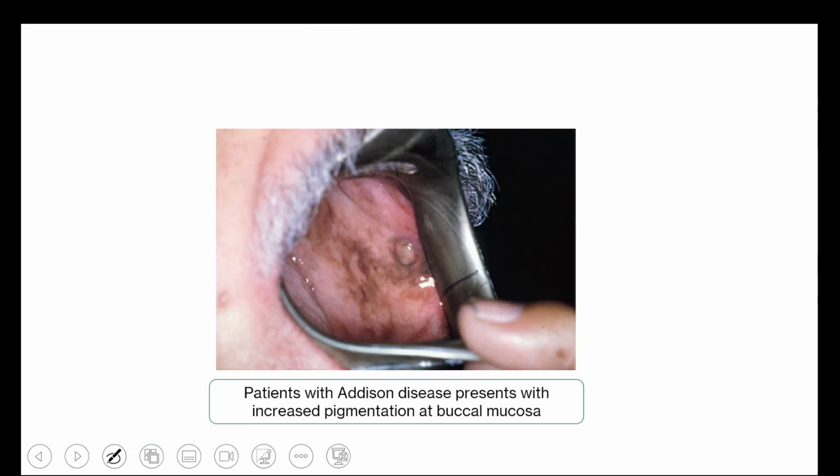And similarly, a patient with Addison disease presents with increased pigmentation at the buccal mucosa. Normally, such hyperpigmentation is not seen in the buccal mucosa, but a patient with Addison disease may present with such findings.